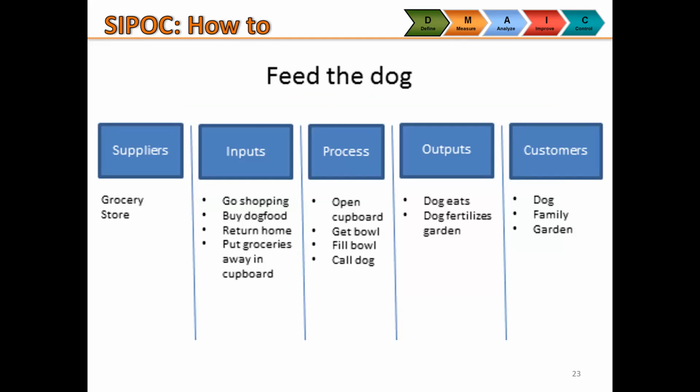To feed my dog, simple: open cupboard. I love this. Get bowl, fill bowl, call dog. All right, dog eats, dog fertilizes, and the customers are the dog, the family, the garden. And the inputs are go shopping, buy dog food, return home, put groceries away in the cupboard, and the supplier's a grocery store. But then someone said during the review, what if you got to give your dog a pill? So that got added on to the process too. So not only am I feeding the dog, but I'm also medicating the dog, and then you got another input, you got another supplier. I think you guys get the point. It's kind of a fun, simple tool.